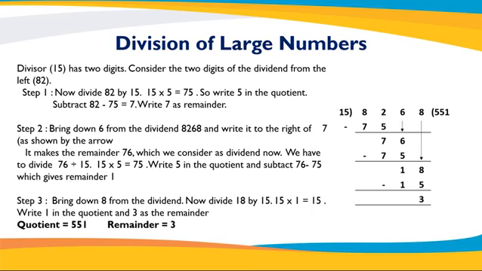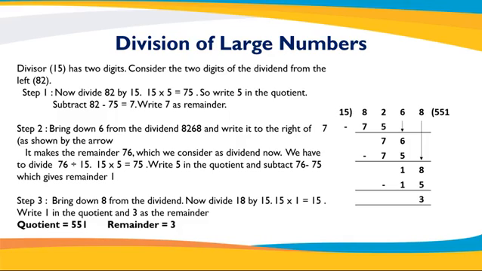Second step, or step 2, bring down 6 from the dividend. The dividend is 8268. So bring down 6 and write it to the right of 7 as shown by the arrow. It now makes the remainder 76, which will become the dividend now. We have to now divide 76 by 15. 15 into 5 is 75.